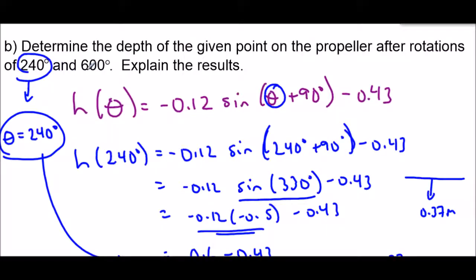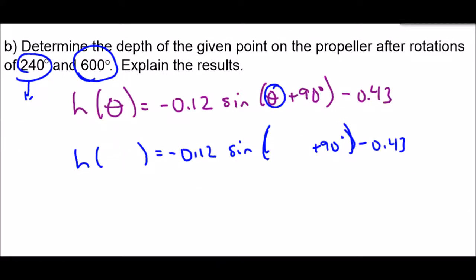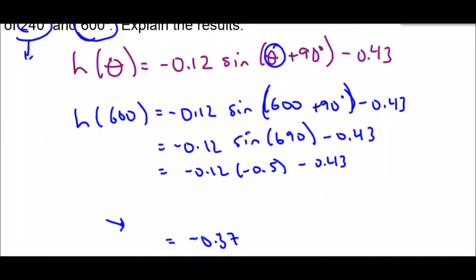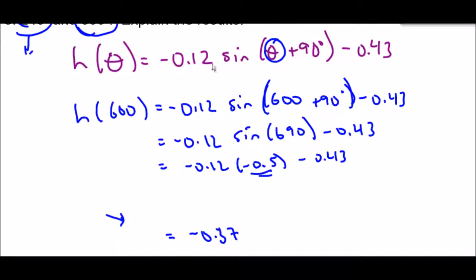So then the second part of the question says, do it again, but this time for 600 degrees. So I'm going to follow this exact same approach, but sub in 600 instead of 240. So this time theta is 600. And again, once I sub it in, I just do the math. So 600 plus 90 is 690. And if I type that into my calculator, sine 690 degrees, oh, it's also negative 0.5. So I'm going to finish the math, but if you remember from before, that's the exact same sine ratio we had. So we should get the same answer.